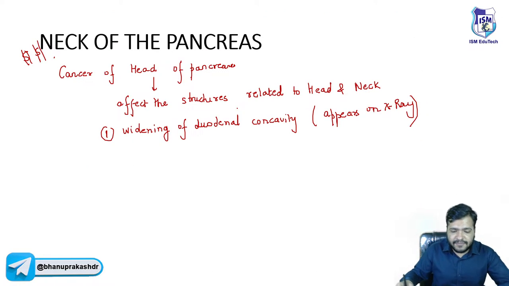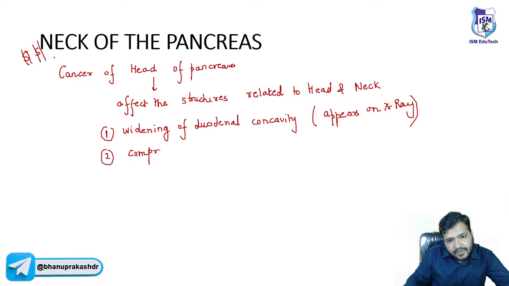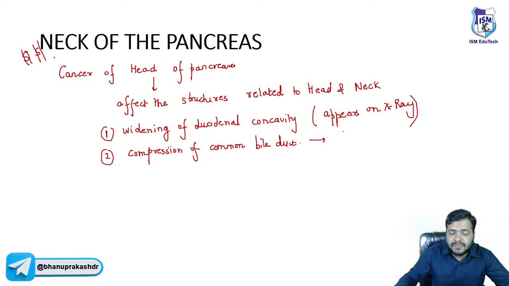So after that, if there are more cancerous cells, they will compress the common bile duct. Beta, the common bile duct is a structure embedded in the head of the pancreas, and if there is pancreatic cancer, this common bile duct can be compressed, and if it is compressed, it can lead to obstructive jaundice as well, right?